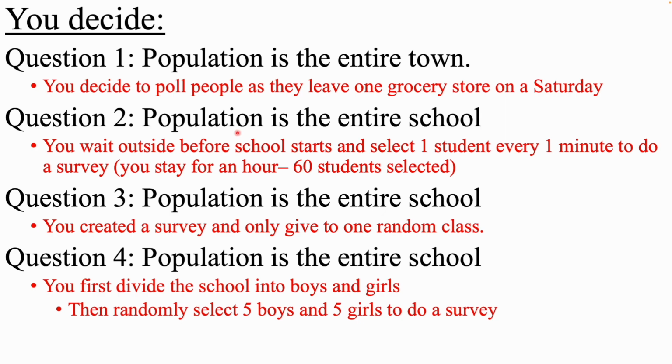Question 2 is a pretty good one because you only care about the entire school. And if you select one person every minute for 60 minutes, you pretty much have the general population of the school. It's not like you only pick the people who show up late to class. Likewise, you're not only picking the people who show up very early to school. So it's pretty representative of the entire population.